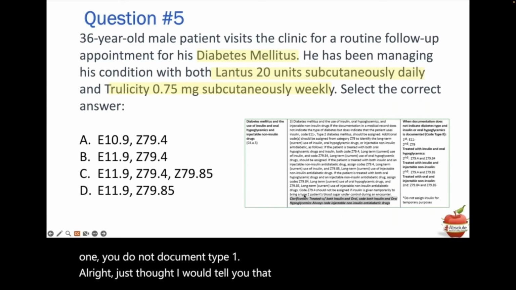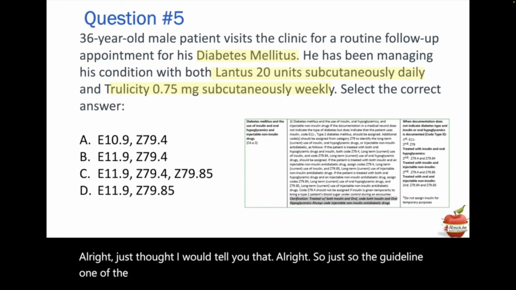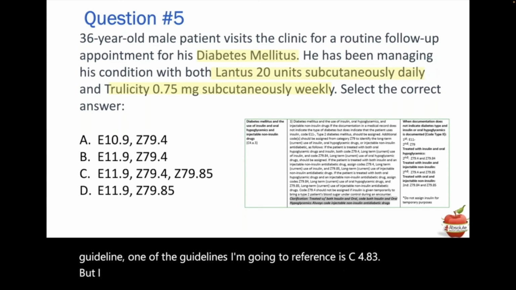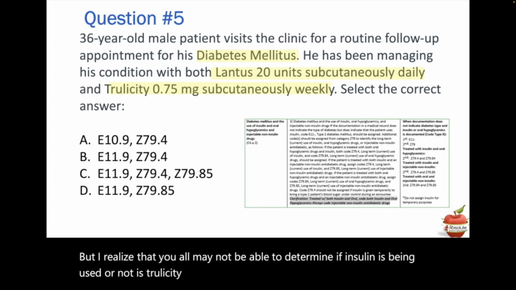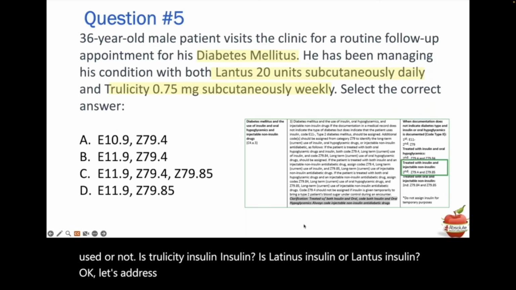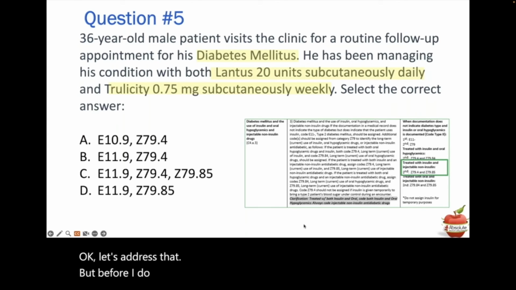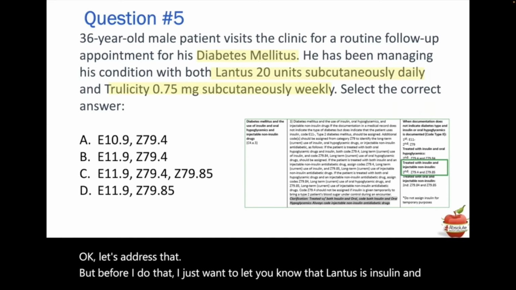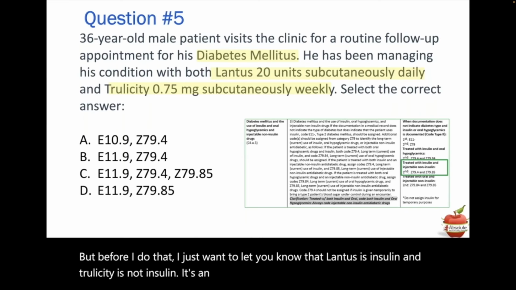Just so you know, one of the guidelines I'm going to reference is C4.A3. But I realize that you all may not be able to determine if insulin is being used or not. Is Trulicity insulin? Is Lantus insulin? Well, let's address that. Lantus is insulin and Trulicity is not insulin. It's an injectable, but it's a non-insulin injectable.